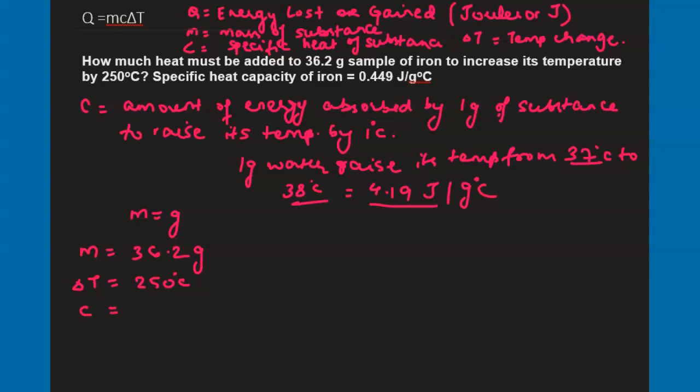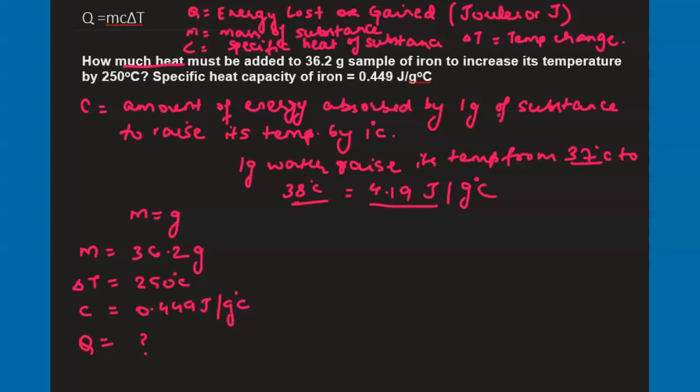You don't have to memorize the values of specific heat capacity. They will be given to you except for water. For water, you have to memorize. It's 0.449 joules per gram degree Celsius for iron. They want us to find out how much heat must be added. That means heat is a form of energy. We have to find Q.